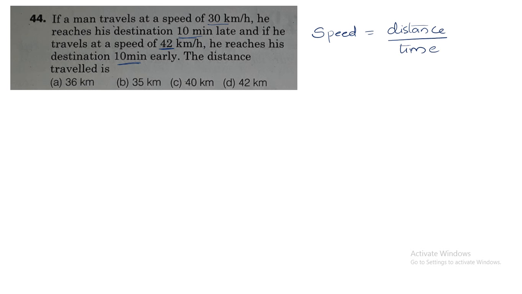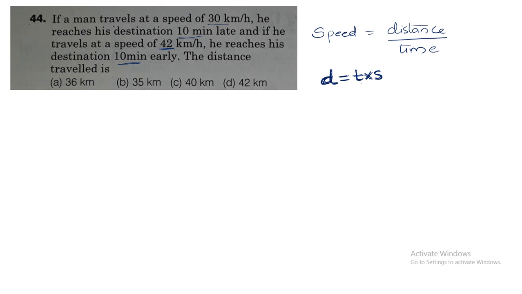So you can use this formula, or you can simply remember DTS. So D is equal to T into S. Distance is equal to time into speed. So simply remember this phrase DTS. Okay, DTS, where D is equal to T into S. Here D is distance, T is time, S is speed.